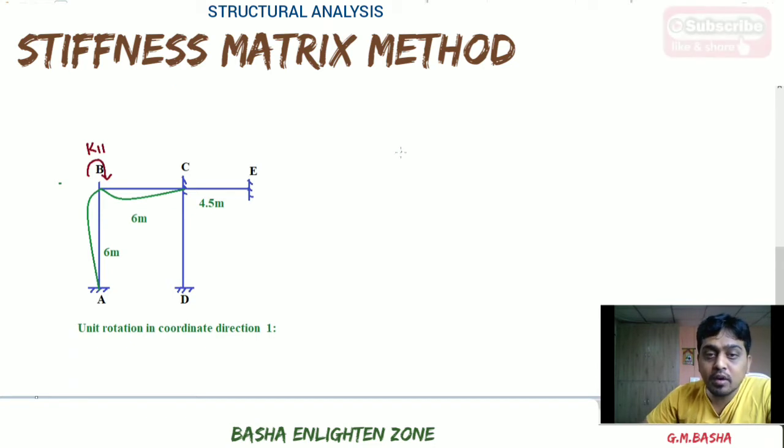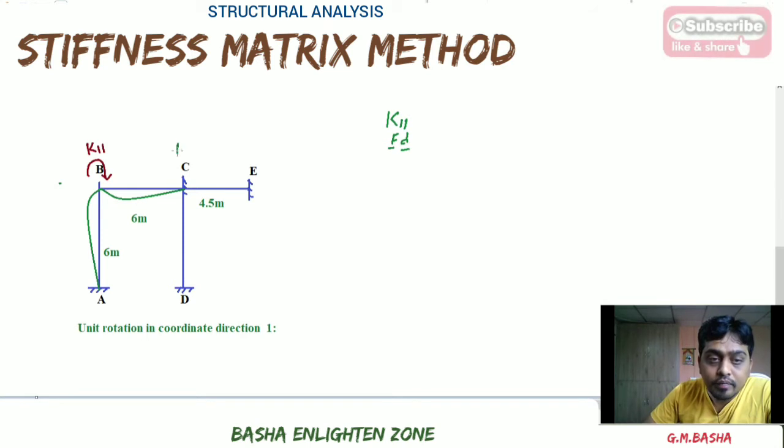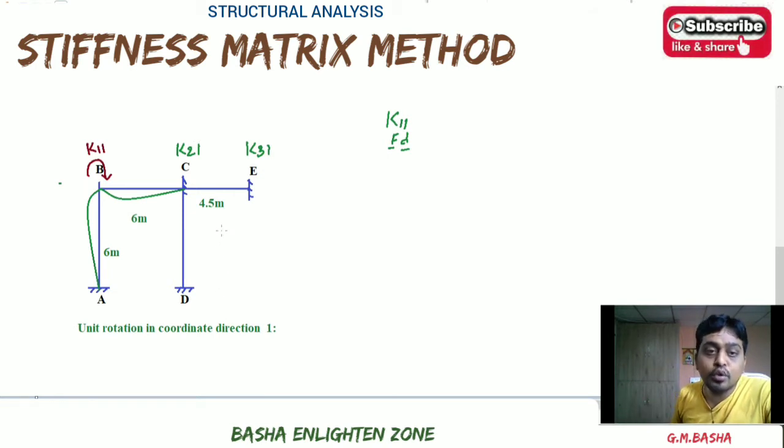I already explained what K11 is. K11 means, please remember, in the form of F into D, where F means force and D means displacement. Force in the coordinate direction 1, and displacement is also in the coordinate direction 1 only. Here you will get K21, and here you will get K31. What about this K21, F and D? Force in the coordinate direction 2 due to the displacement in coordinate direction 1. And K31 is the force in coordinate direction 3 due to the displacement in coordinate direction 1.